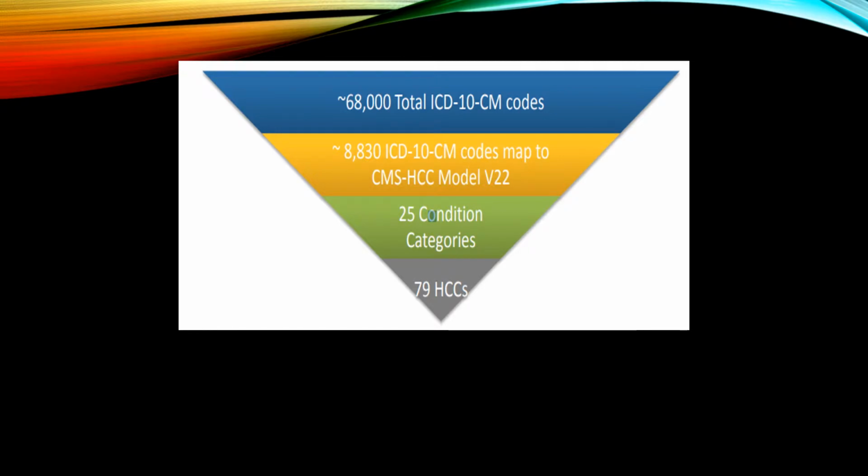So the risk score actually is made up of this chart that I have listed. It's 68,000 total ICD-10 codes. And we have 8,830 ICD-10 codes that actually map to the CMS HCC model, and 25 condition categories, and 79 HCCs.